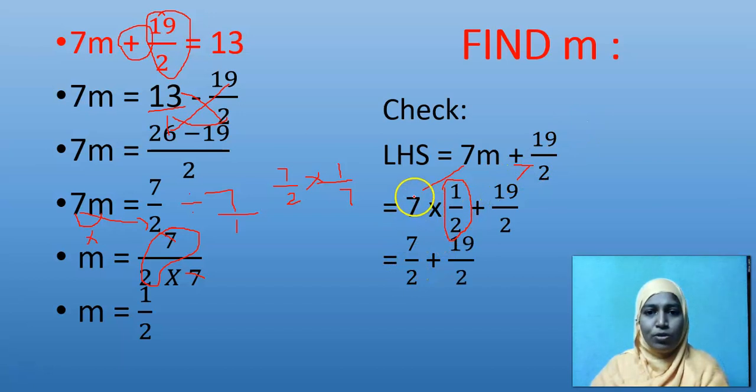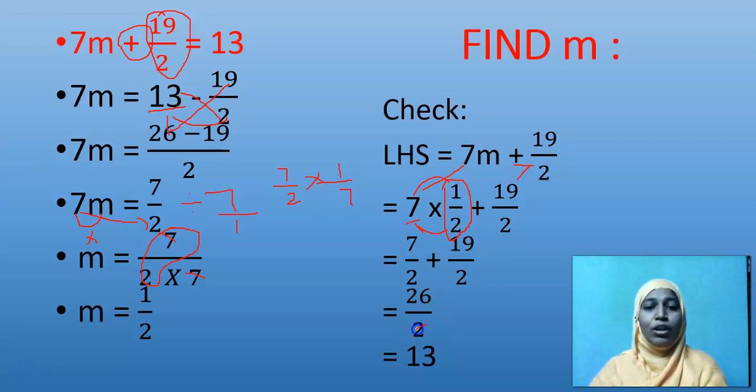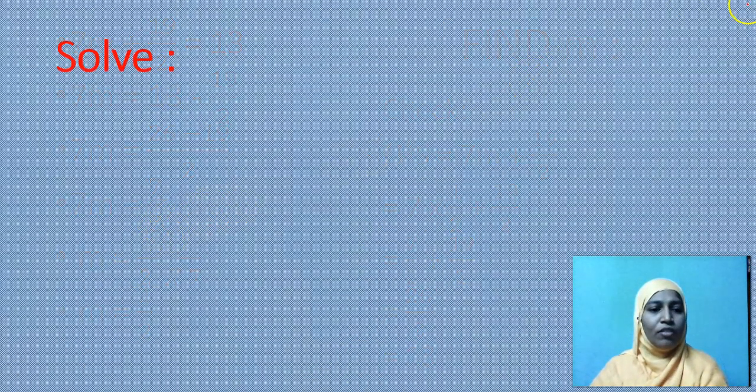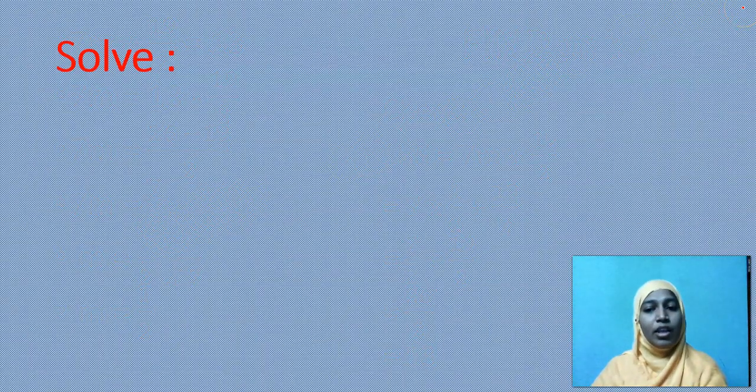7 into 1 by 2. 7 ones are 7. Here we will have denominator 1. So 1 2s are 2. This is 7 by 2, 19 by 2. So both the denominators are same. I add 7 and 19. I get 26. 26 by 2 which is equal to 13. 1 2 is 2. 3 2s are 6. It is equal to RHS. So my solution is right. Now let's go in for the next equation.